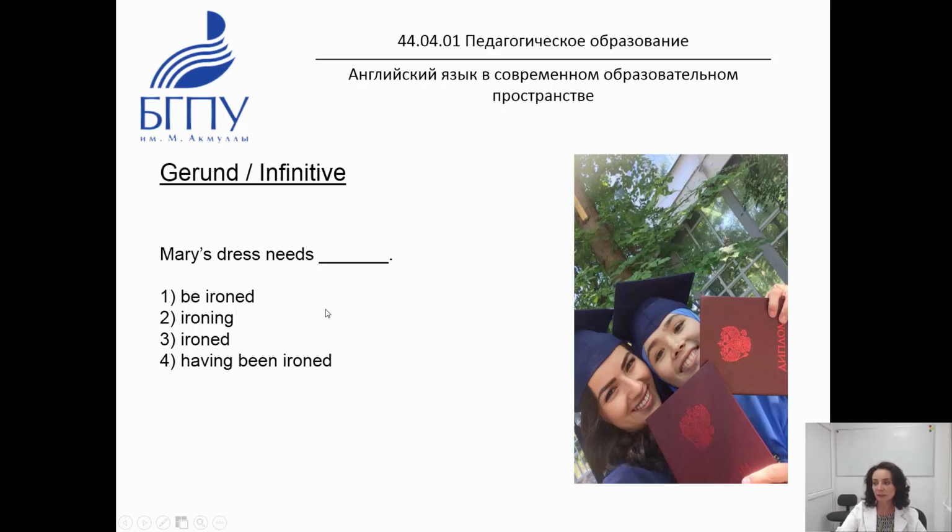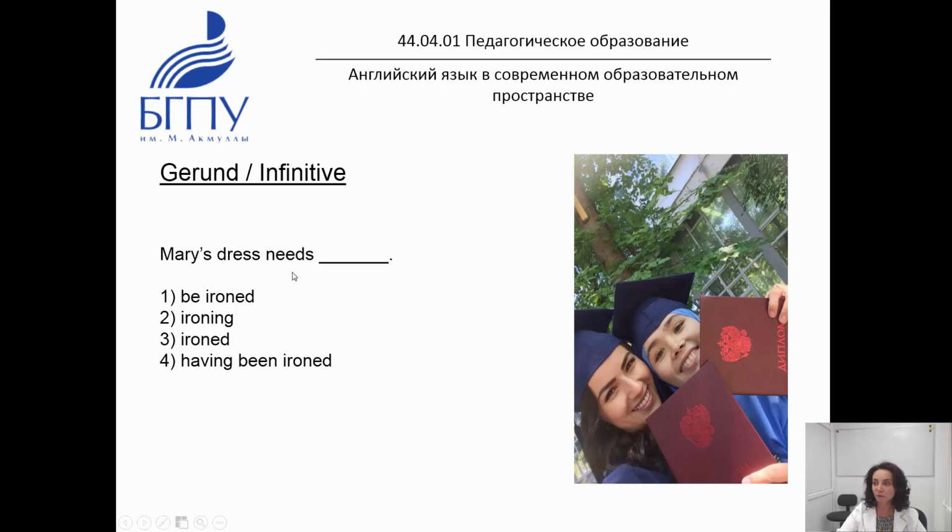First, to iron means гладить. То есть, платье Мэри необходимо погладить. We see here passive meaning. And passive meaning may be related either through infinitive in the passive form or gerund. Let's consider the examples suggested. Be ironed. This is the infinitive, but the fact is that that's the bare infinitive, and bare infinitive is used only after the modal verbs or the verbs of sensual perception.